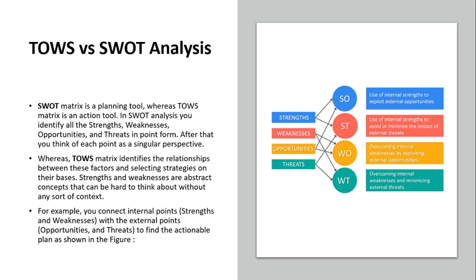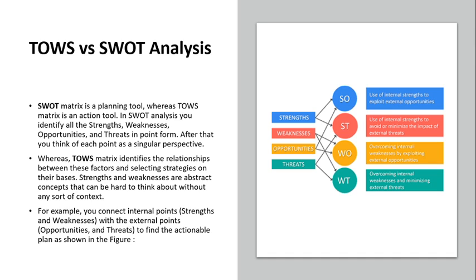Strength and weakness are abstract concepts that can be hard to think about without any sort of context. So you compare the strength with opportunity, or you can compare the strength with threat. You can see it clearly in the figure which is shown. You can compare S and O, that is strength and opportunity. You can also compare strength and threat. And the same thing can be done in the case of weakness and opportunity, and weakness and threat. That means you're comparing your internal factors to your external factors in different ways.